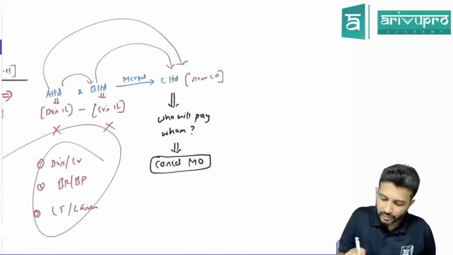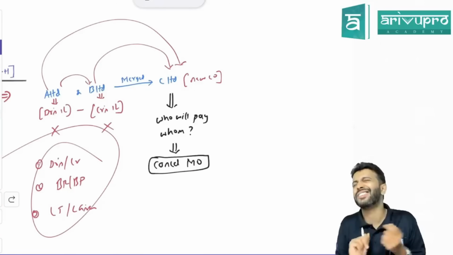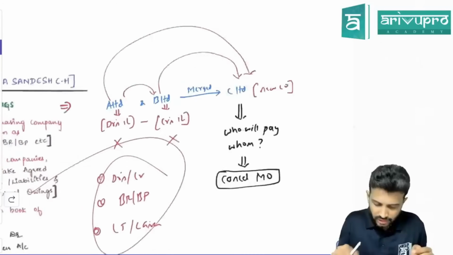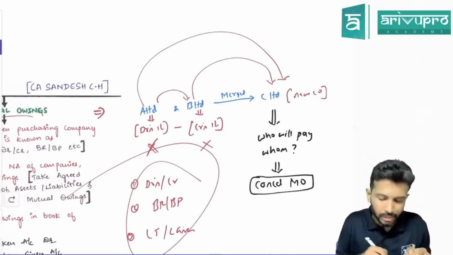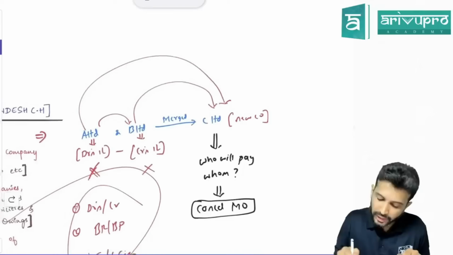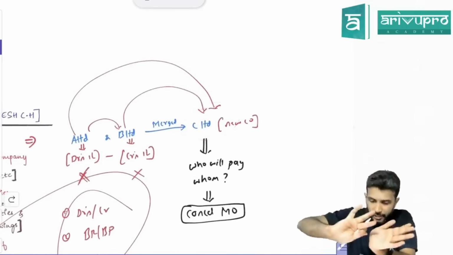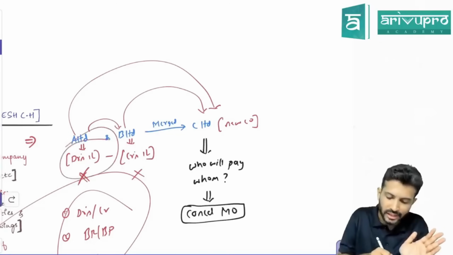Now those mutual owings can be shown in C Limited's books, or cancelled. So cancel only the asset, or also the liability? This asset you need to cancel, and this liability you also need to cancel. In whose company's books? C Limited. First C Limited will take over this asset and this liability.